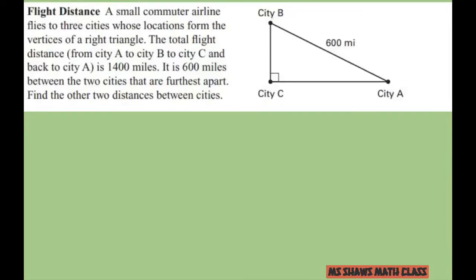Hello everyone. A small commuter airline flies to three cities whose locations form the vertices of a right triangle. The total flight distance from city A to city B to city C and back to city A is 1,400 miles. It is 600 miles between the two cities that are furthest apart. That just means that's your C for the Pythagorean Theorem, and we have to find your A and B, these distances.